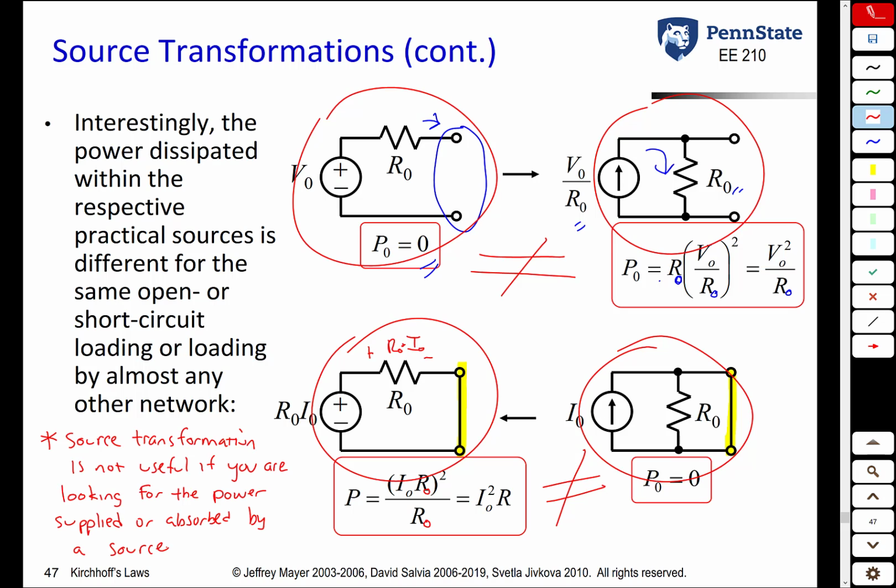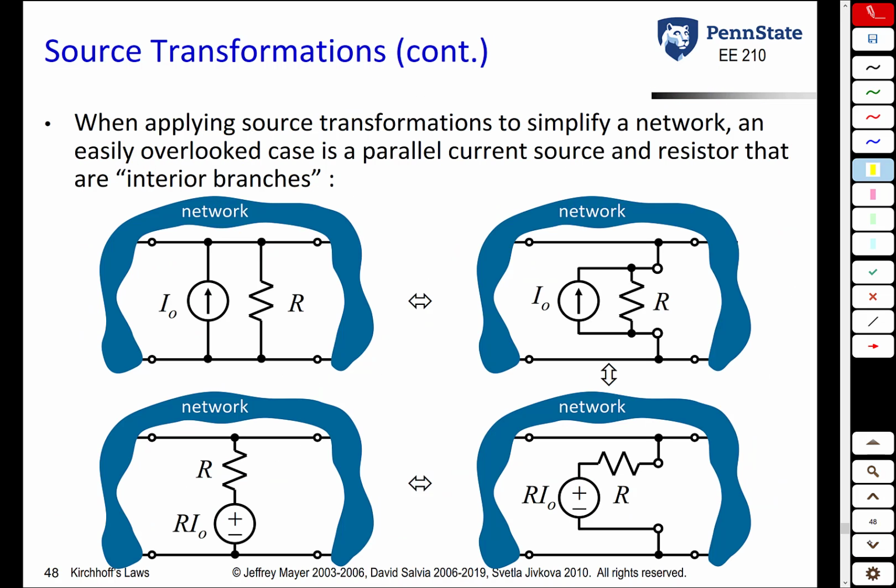So bottom line, if you are interested in another part of the circuit, you could use source transformation to help your analysis, as we're going to see in a couple examples. But if you are ultimately interested in the source itself, you do not want to do source transformations, because source transformations will mess up the power being absorbed or delivered. A couple more comments before we get to examples.